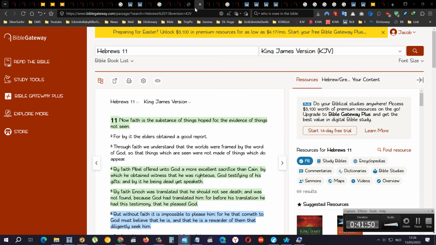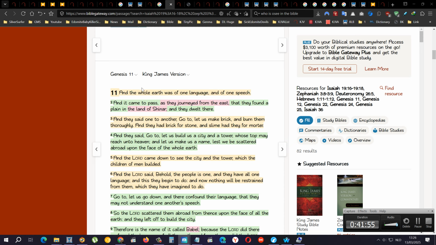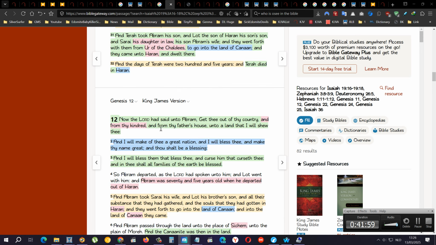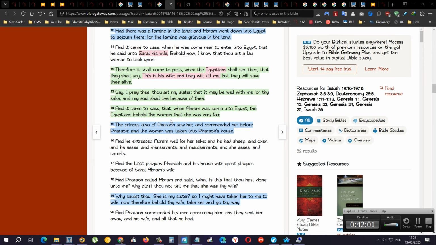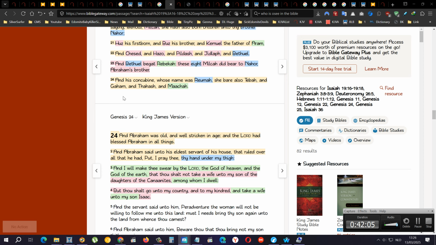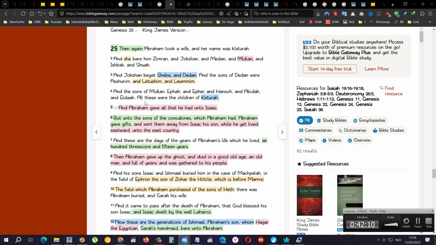But anyway, going back to over here. I already read that. Genesis 11, so there's the bloodline over there. And Genesis 12, I already read that. I jumped around in it. Genesis 22, jumped around in there. Genesis 24, jumped around in there. And Genesis 25, jumped around through there also.